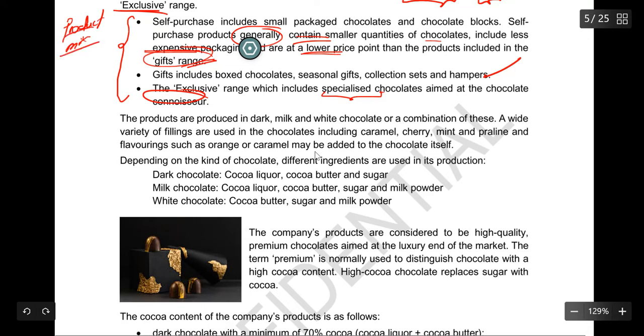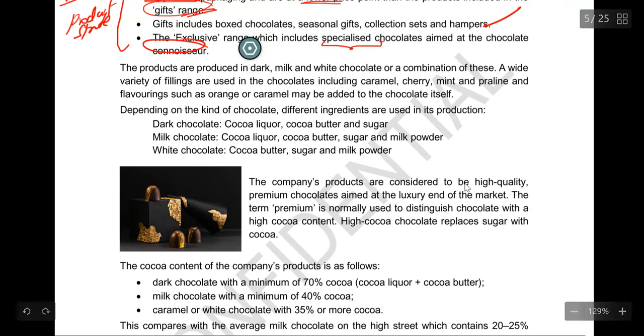So students, in the long run there can be something called product bundling strategies also. Okay, so just keep that in mind. The products are produced in dark, milk and white chocolate or a combination of all these. So it's again the mix. A variety of fillings are used in the chocolate including caramel, cherry, mint, praline, and flavoring such as orange. Caramel may be added to chocolate itself.